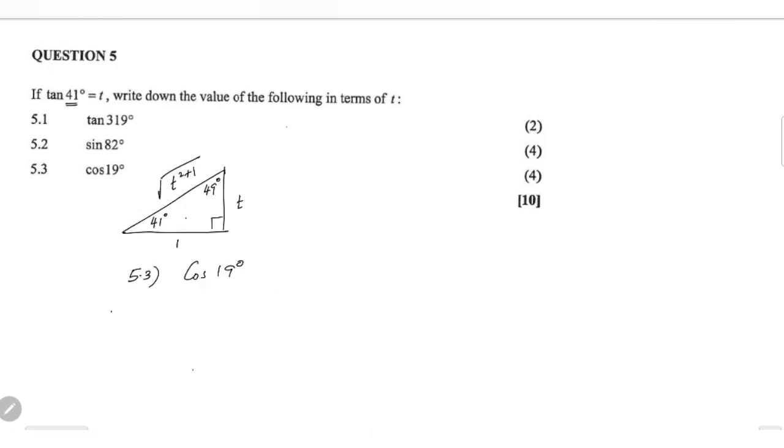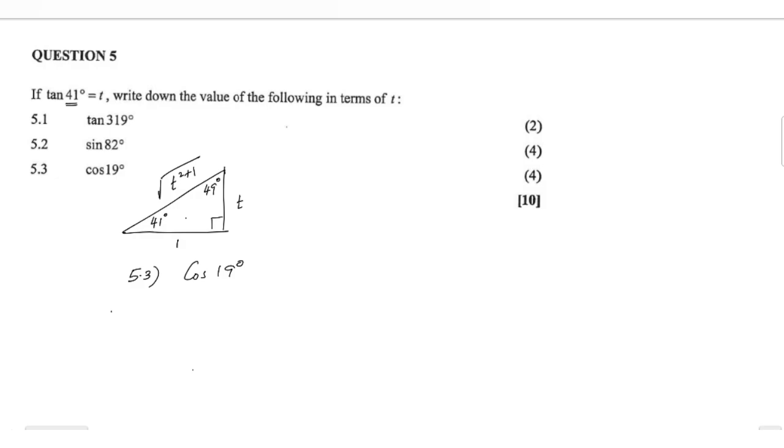Now coming to the last question, 5.3, cos 19 degrees. How do I make 19 in terms of 41? It's a good question. I have to replace 19; somehow I have to bring 41 there. Let me think of a reduction formula first.